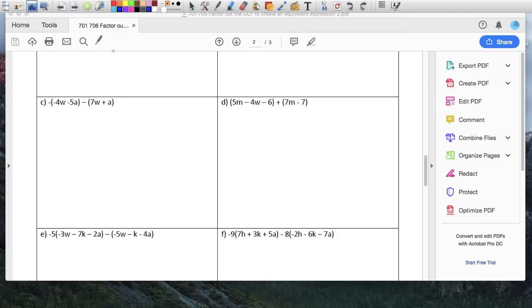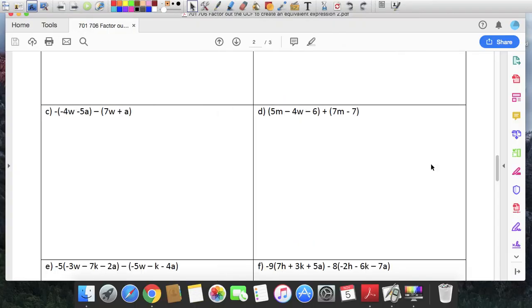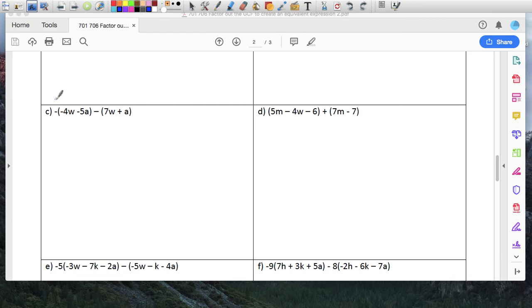Now over here, I don't know what this is here, so let me get rid of that. Okay, a little bigger. There is a negative sign here. We can put a 1 there, right? Let's put a 1. So it's a negative times a negative, negative 1. So it's just going to be positive 4w. Negative 1 times negative 5 is going to be positive 5a. Likewise here, put a 1 here. So it's a negative 1 times a positive, so it's going to be negative 7w. And negative times a positive is going to be negative, or negative 8.